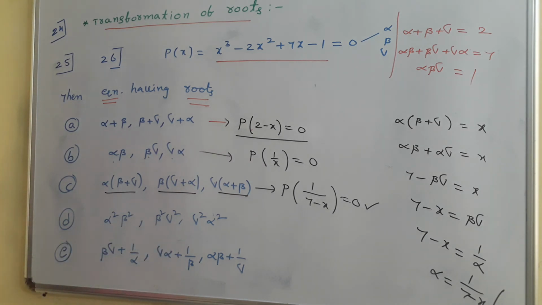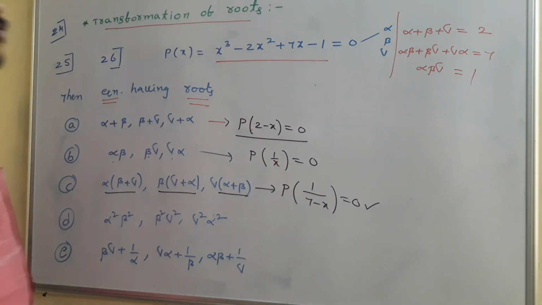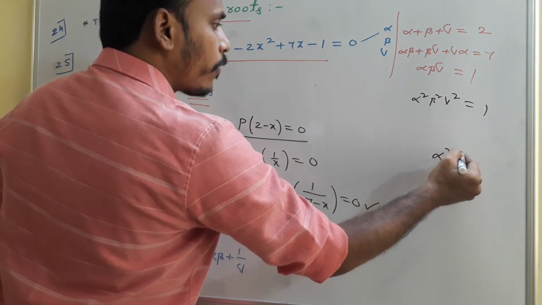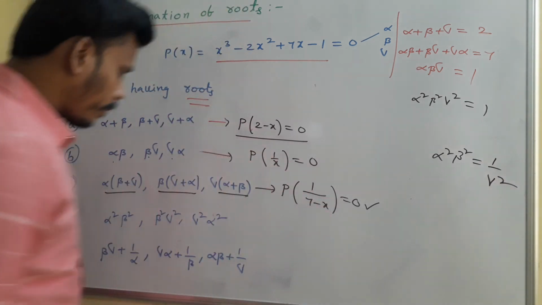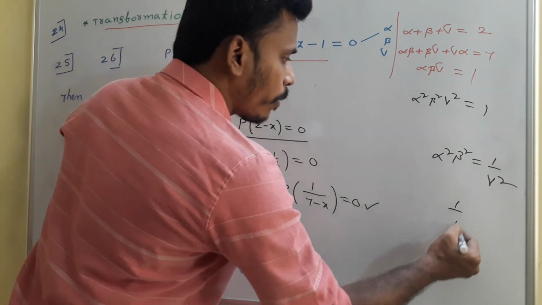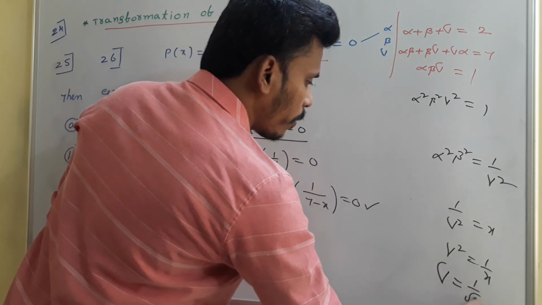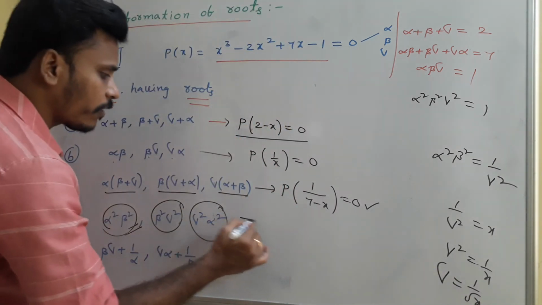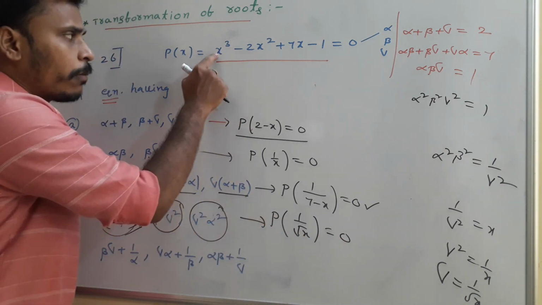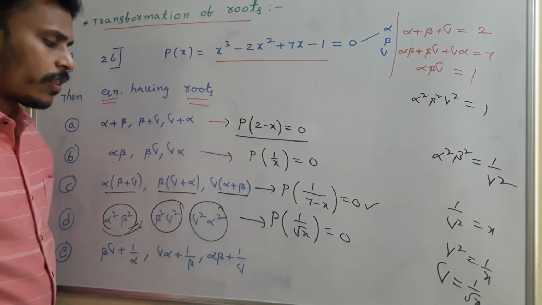Now alpha square, beta square, gamma square, alpha square. So very simple, right? Alpha beta gamma is 1. Alpha square beta square gamma square is also 1. So now alpha square beta square is equal to 1 by gamma square. And since I am trying to find the equation whose roots are these three, take it as x, and that x is 1 by gamma square. So gamma square is equal to 1 by x and gamma is equal to 1 by root x. So replace x in the given equation with 1 by root x. P of 1 by root x is equal to 0. (1 by root x) whole cube minus 2 into (1 by root x) whole square, like that we need to calculate.